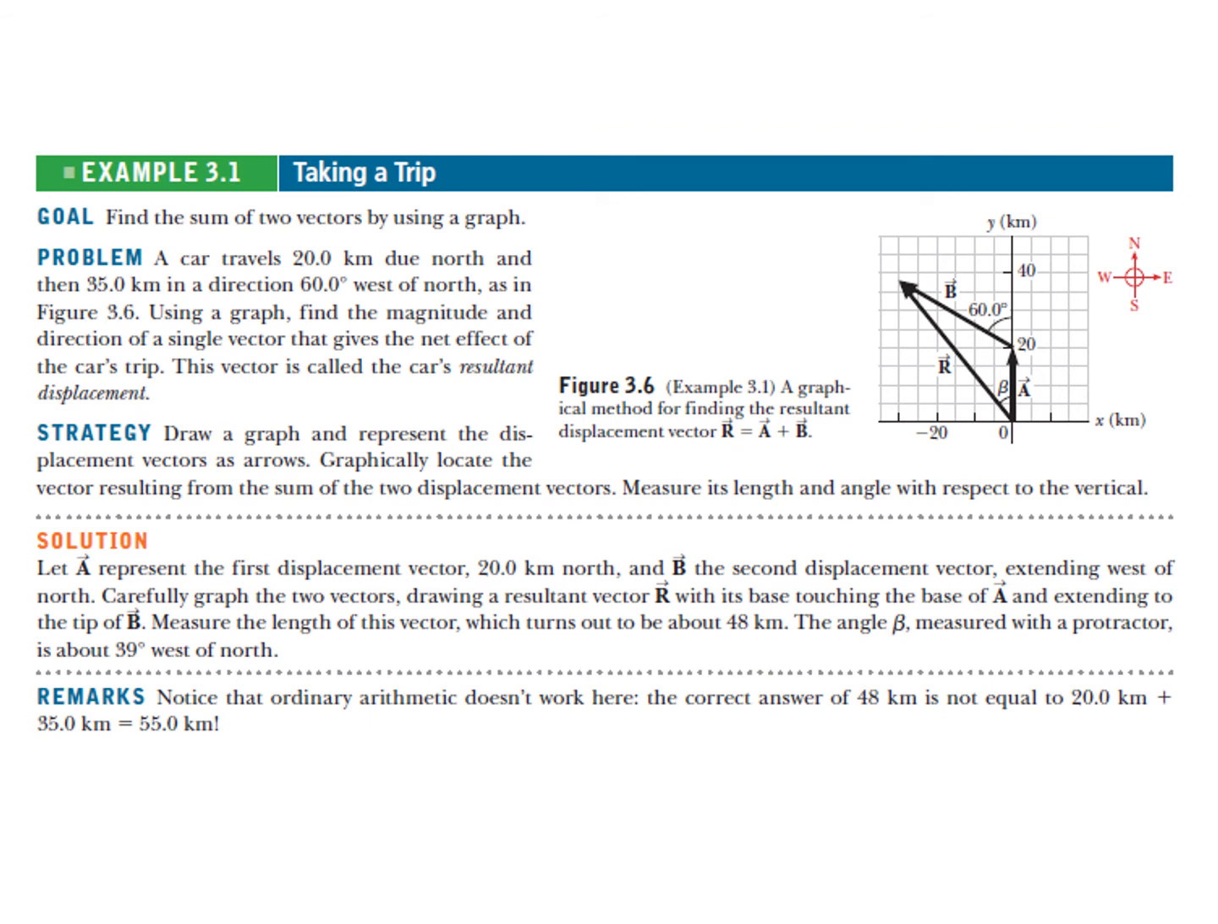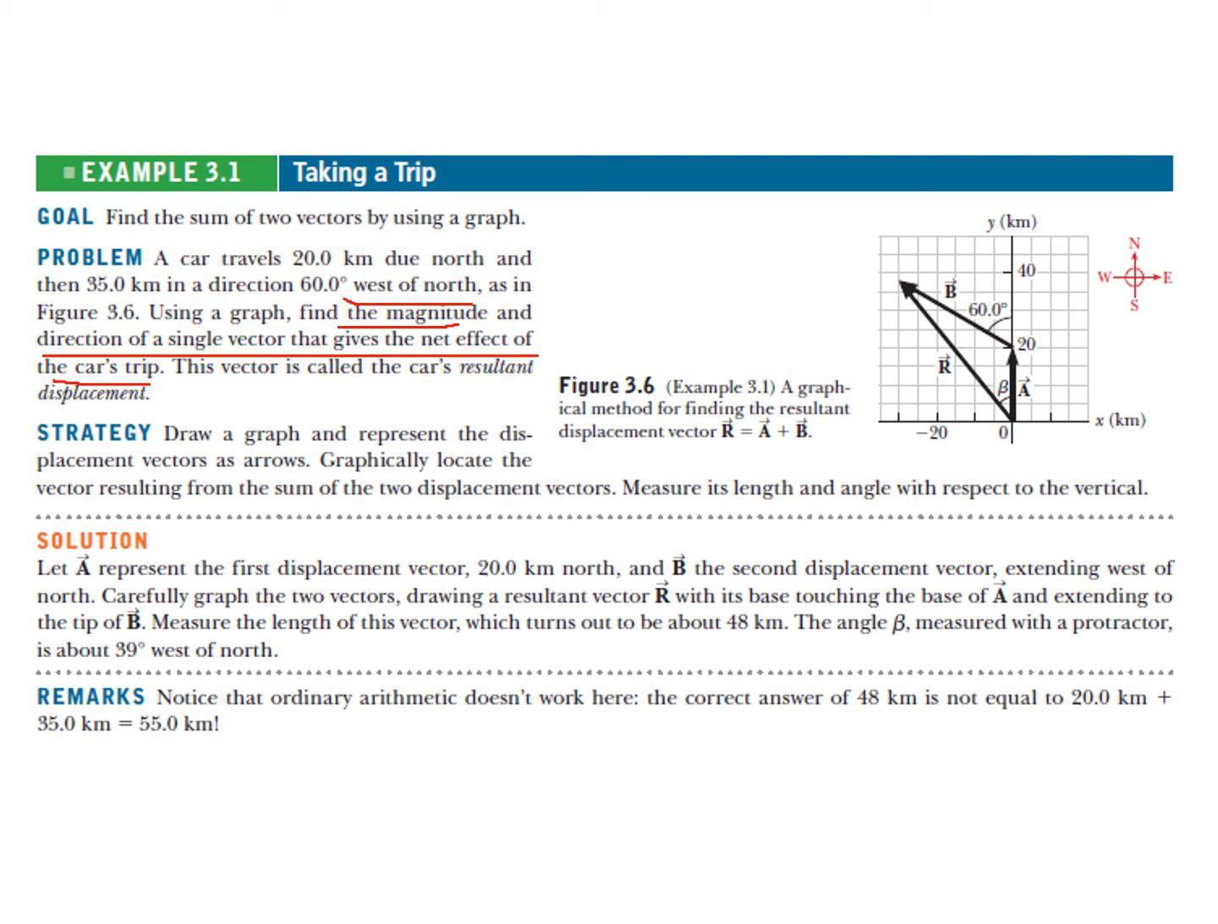So let's look at one example taken from your textbook. A car travels 20 kilometers due north and then 35 kilometers in the direction of west of north, as in figure 3.6. Using a graph, find the magnitude and direction of the single vector that gives the net effect of the car's trip. The vector is called the car's resultant displacement.